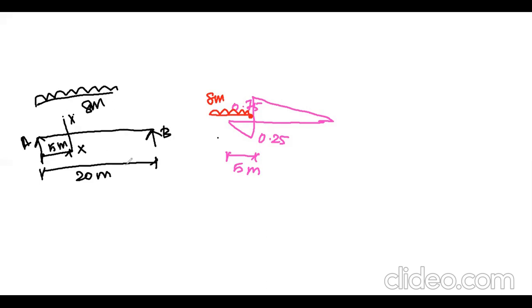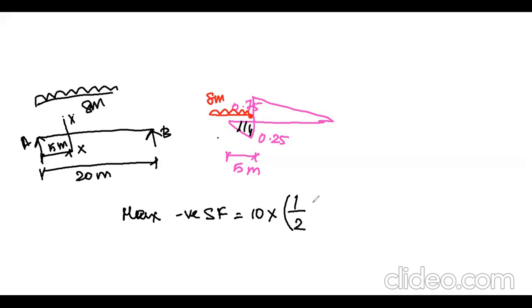So to find the maximum negative shear force, what will we be doing? The load intensity into the ordinate area of the influence line diagram under the load. Here the load intensity is 10 kilonewton per meter, right? So the area here is, this is the area. This is triangular in shape.